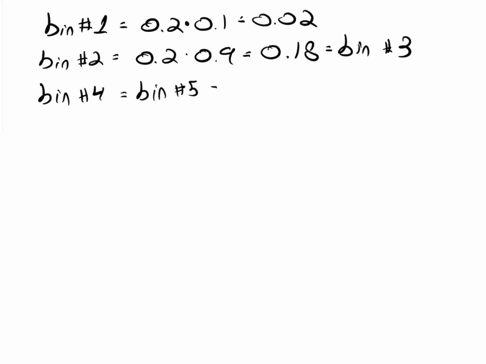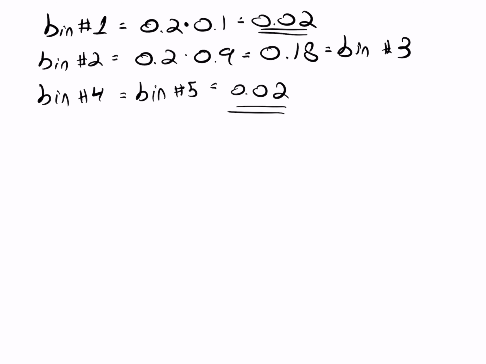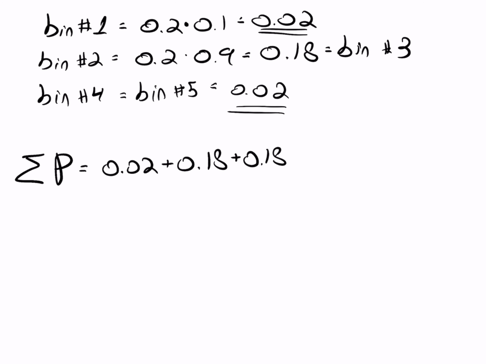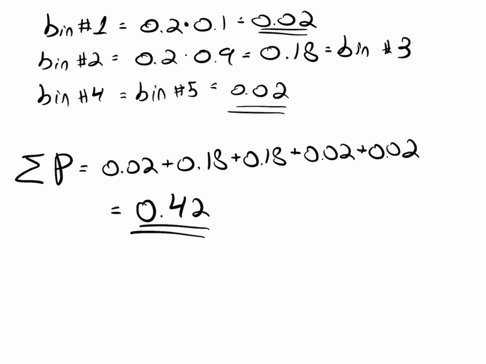Now pay attention. The new probabilities don't sum to 1. So we need to normalize them. How do we do it? First, we need to compute their total. In our case, it is 0.02 plus 0.18 plus 0.18 plus 0.02 plus 0.02 equals 0.42. Now, we need to divide each probability by 0.42.